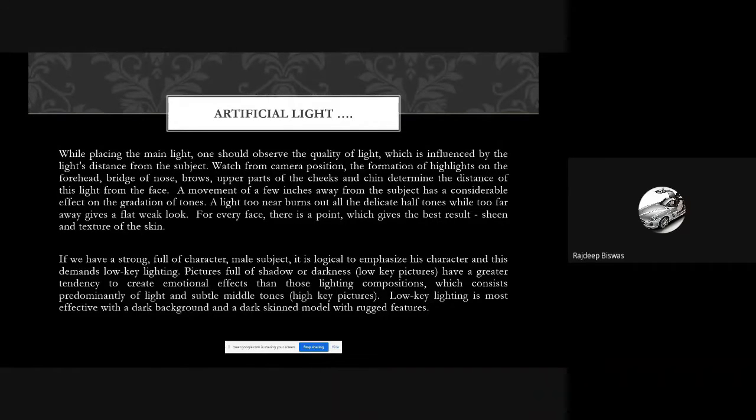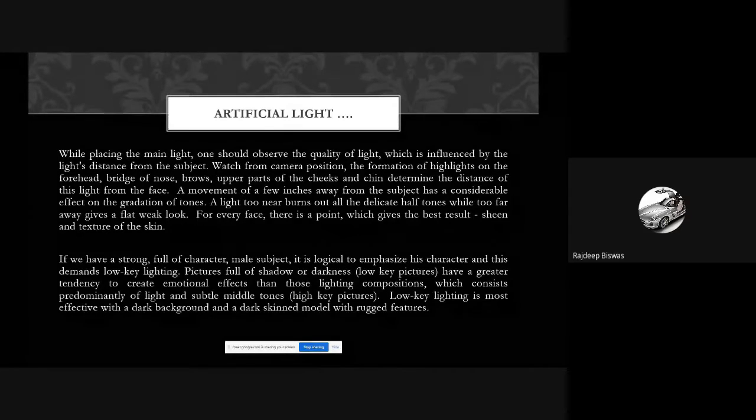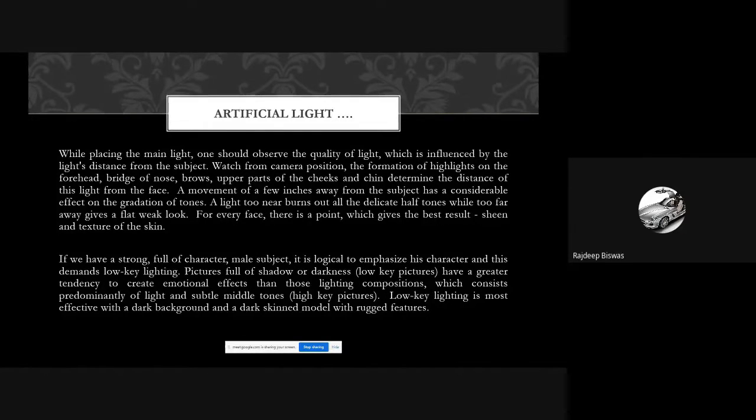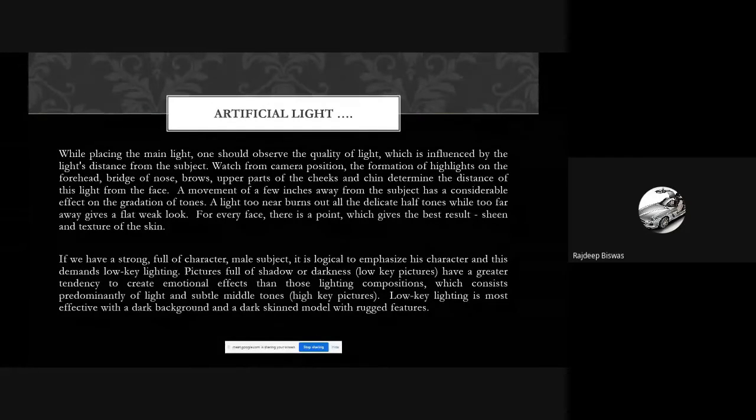Okay, now we are coming into positions while placing lights. While placing the main light, one should observe that the quality of light is influenced by the light's distance from the subject. Now, what does this mean? Let's read the second line. Watch from the camera position the formation of highlights on the forehead, bridge of nose, brows, upper parts of the cheeks, and chin to determine the distance of the light from the face. Now, why is this important? If the light is too near, you will get places with burned out or low gradation of tones. If the light is placed too far, then it will be a flat, weak look.